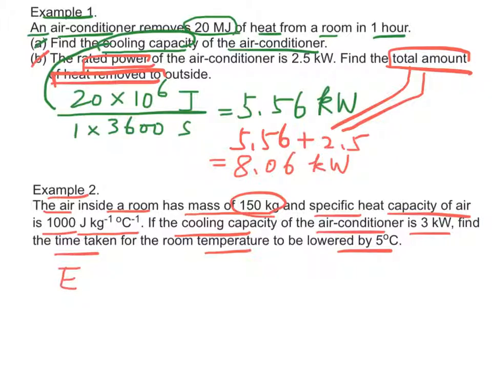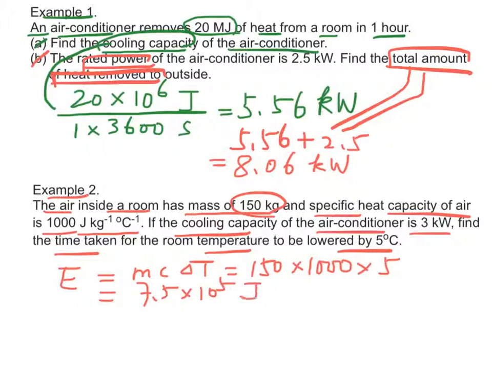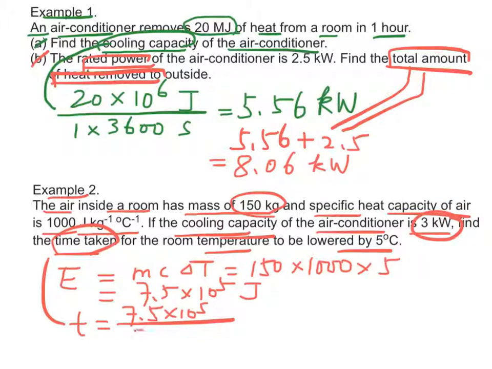The heat energy removed to outside is equal to mc delta T, equal to 150 times 1000 times 5, which is equal to 7.5 times 10 to the power 5 joules. Therefore, the time taken is T equal to 7.5 times 10 to the power 5 over the cooling capacity, which is 3000 watts. Therefore, the time is 250 seconds.